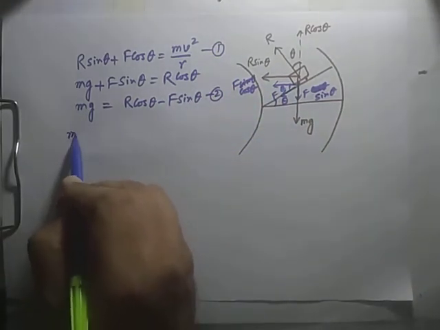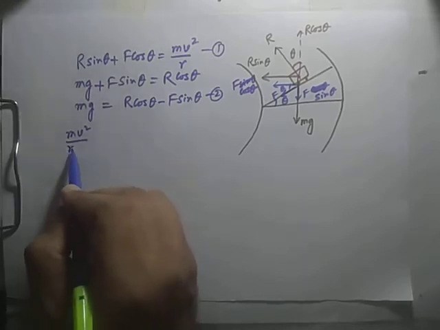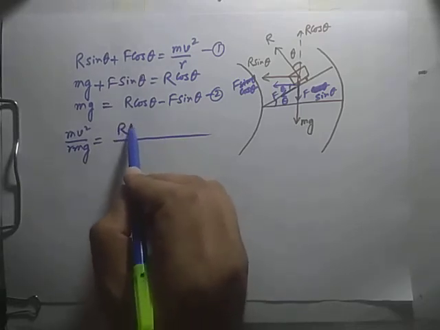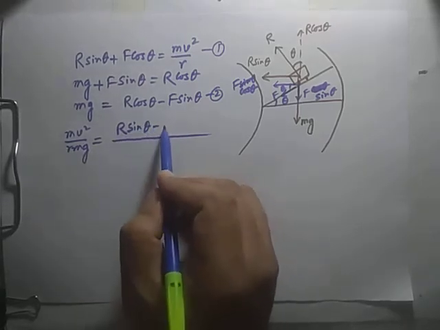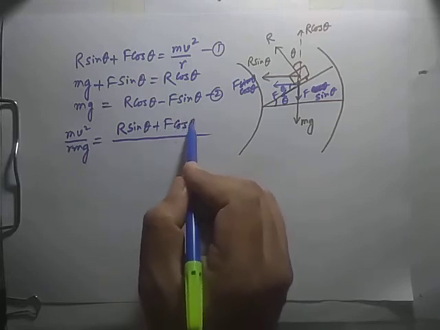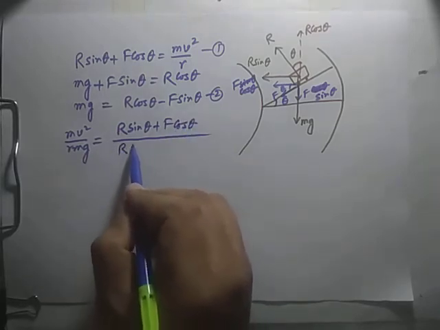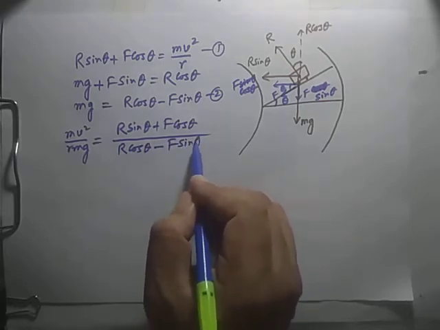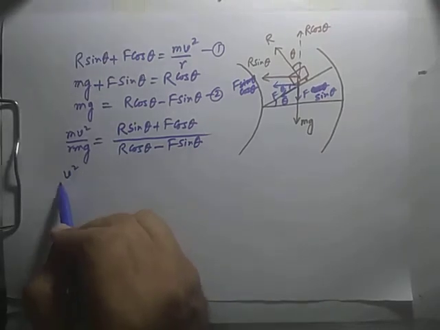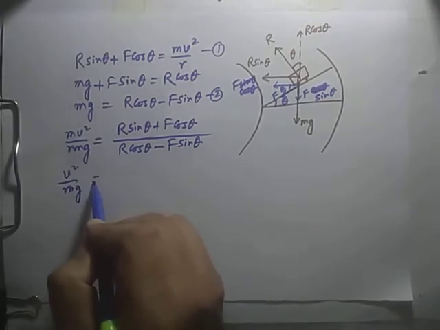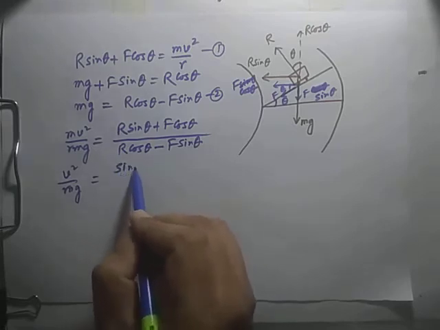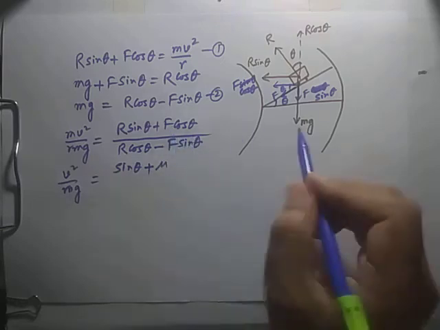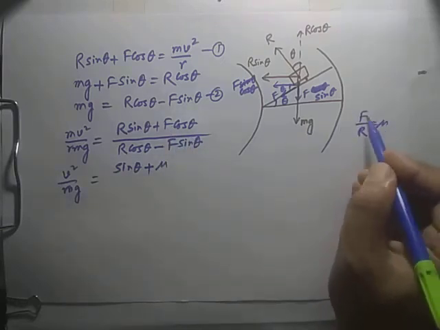So we'll get mv squared by r into mg is equal to R sin theta plus f cos theta over R cos theta minus f sin theta. Then you can write v square by r g is equal to, we will get, sin theta plus f by R. F by R means what? Mu. F by R means mu, right?